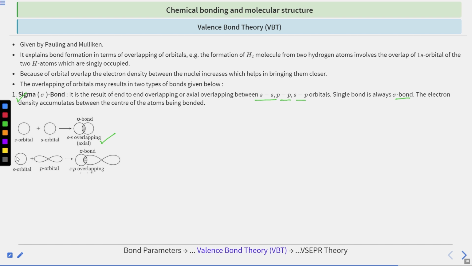Here also you can see s orbital plus p orbital. This is giving s-p overlapping and forming a sigma bond.